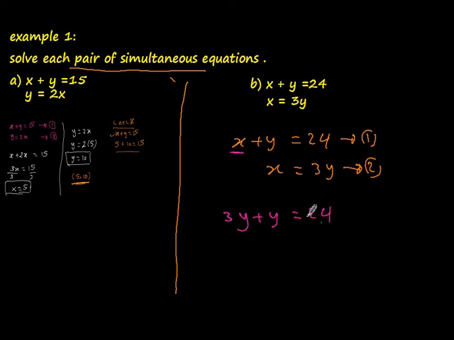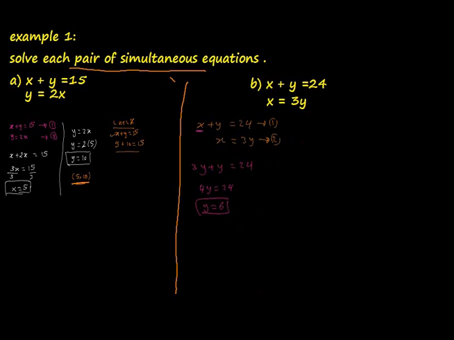We can deal with this equation since we have one equation in one variable. So it will be 4y equals 24. By dividing by 4, you get y equals 6. And now let's find out the value of x. We have y equals 6. Why not substitute in any of these two equations?